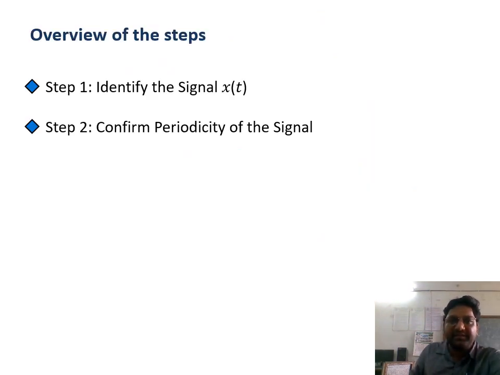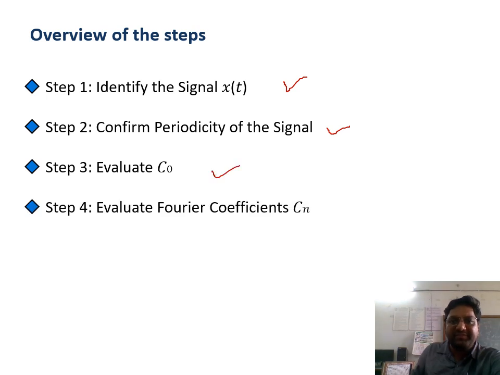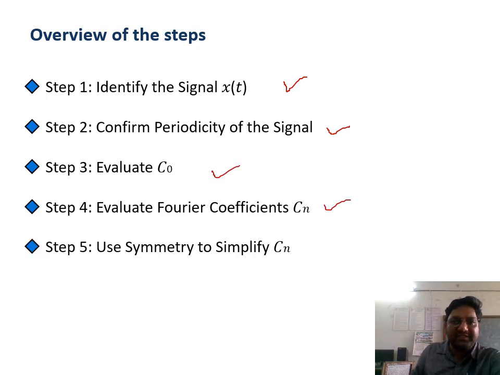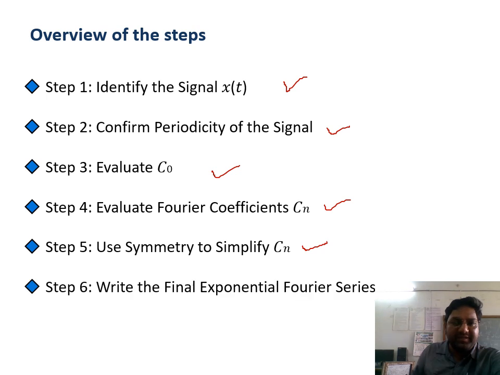Just a quick overview of what we have done. Initially we identified the value of x of t, which is periodic, and for one periodic cycle we determined the value for the negative side and the positive side of the signal. We evaluated the value of C naught, then the coefficient Cn, and then used the value of Cn to get the expression. For even and odd n we determined the value of Cn, and we determined the Fourier series expression.